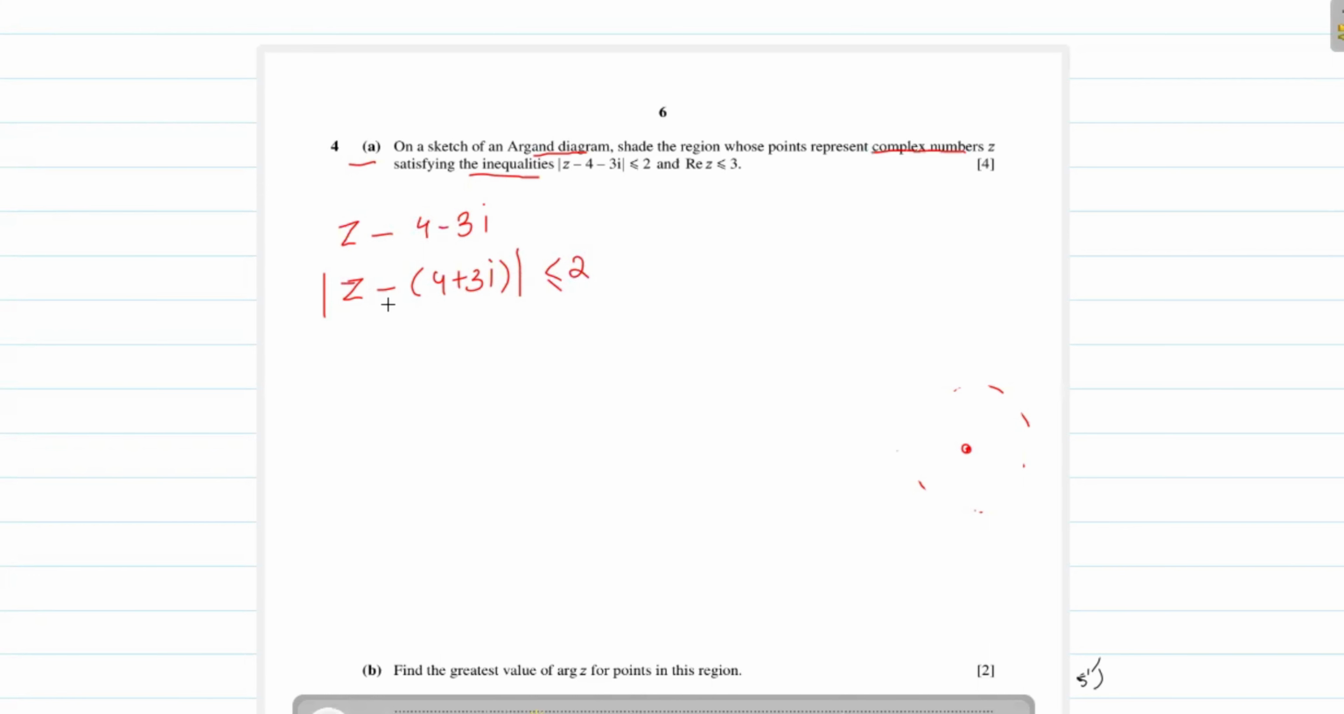This inequality represents a circle. Now the equation of a circle is |z minus z naught| equal to r. Therefore, z naught is the center of the circle. Here z naught is 4 plus 3i. Therefore, the center will be (4, 3). Now the radius here is equal to 2. Now we draw the circle of radius 2 having center (4, 3).